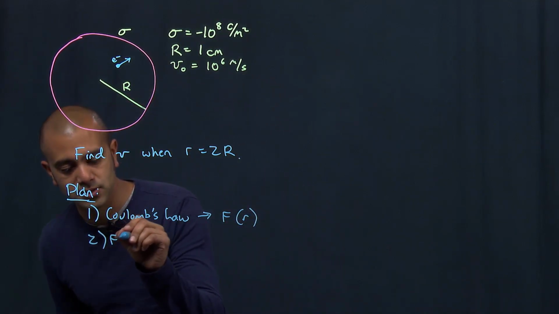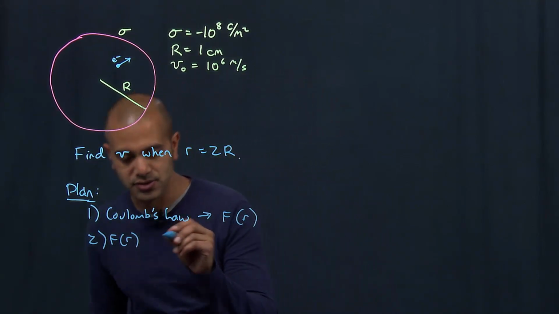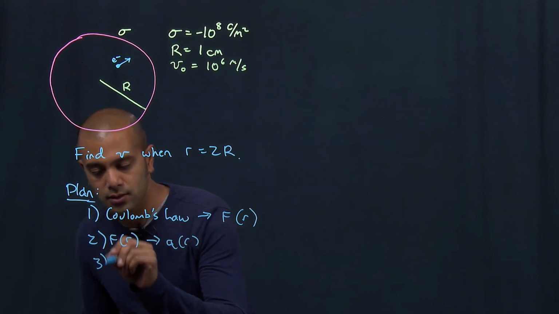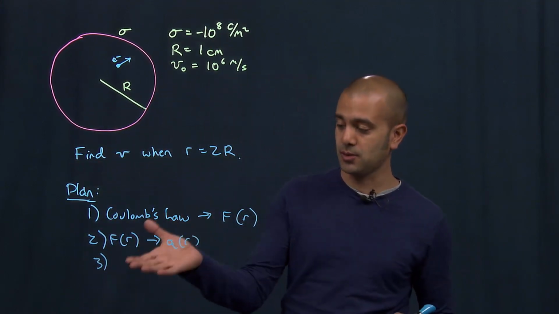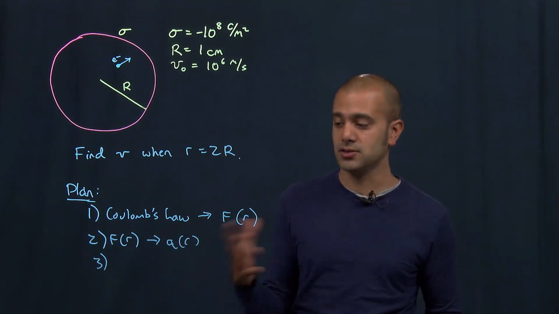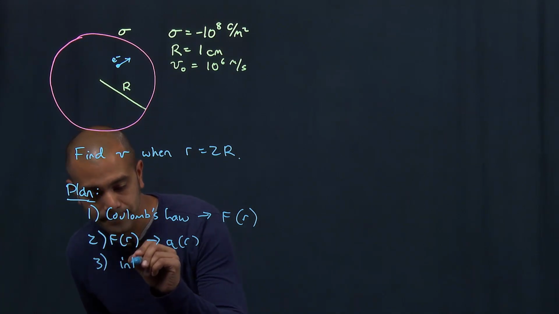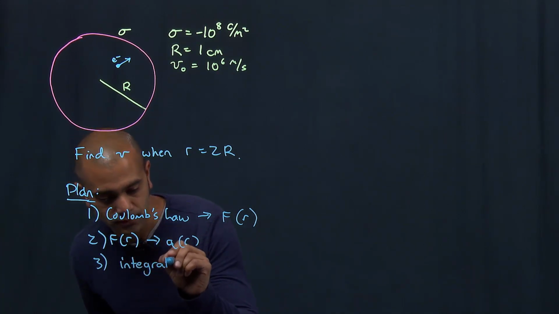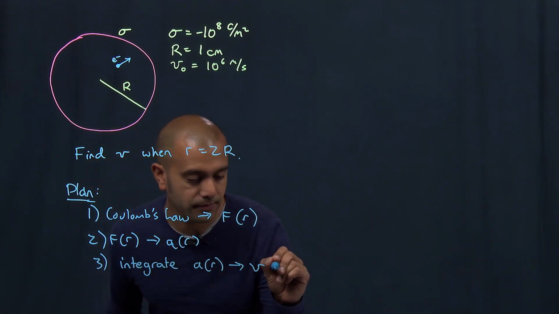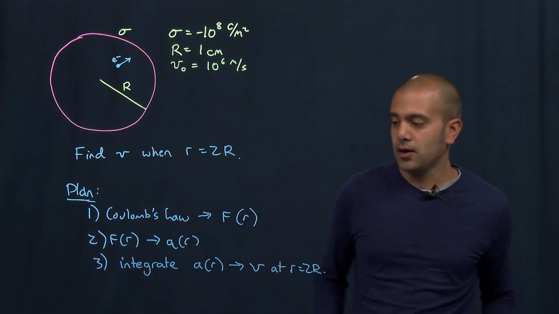Once we have the force, of course, we can just simply use Newton's second law to find the acceleration, F equals ma. And then, as is always the case in mechanics problems, once you have the acceleration, you can find any other kinematical quantities such as velocities, distances, and times. In this case, we're going to look for the velocity, so we're going to integrate the acceleration along the path to find the velocity at r equals 2R. Okay, so let's go ahead and carry this out.